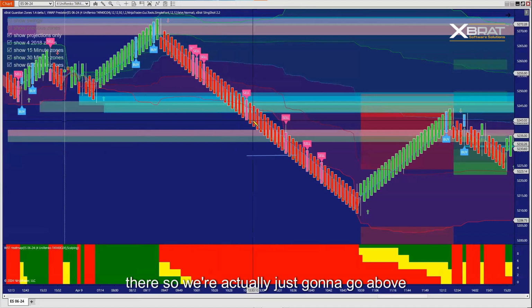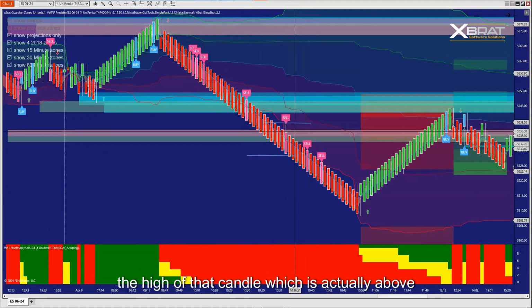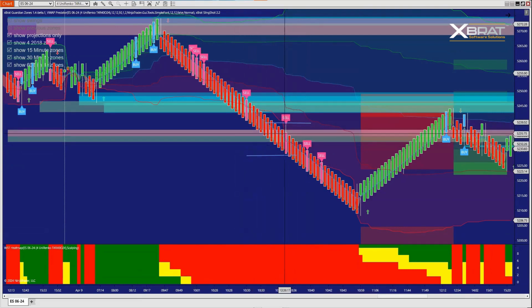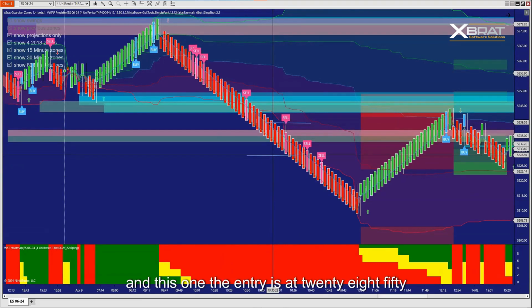Where's that line there? So we're actually just going to go above the high of that candle, which is actually above this support and resistance zone. So, stop at 39.25. And this one, the entry is at 28.50.